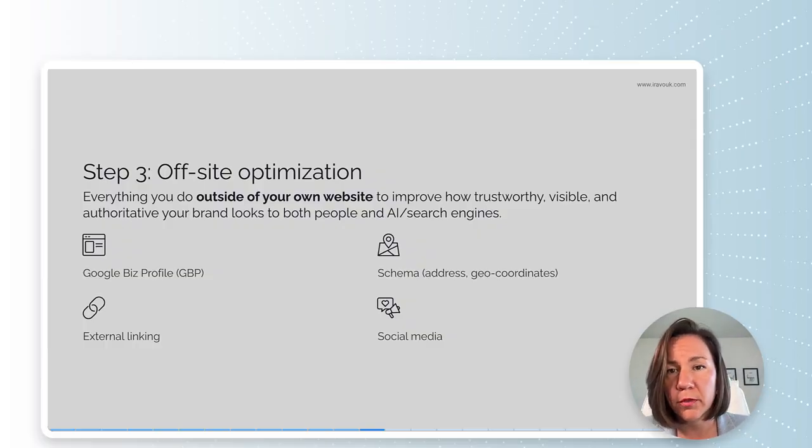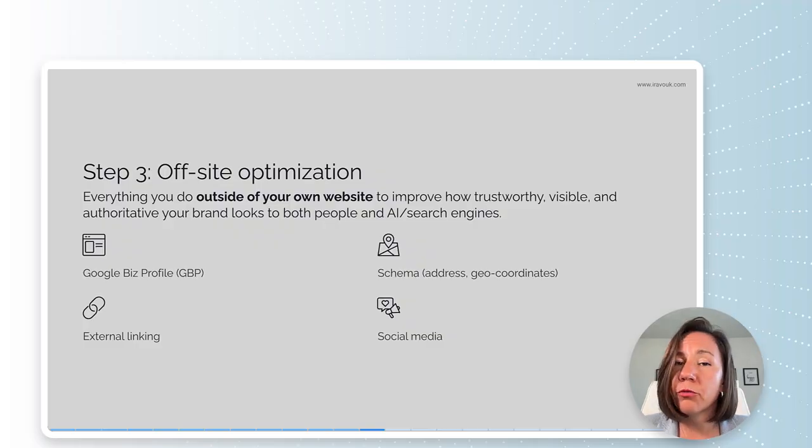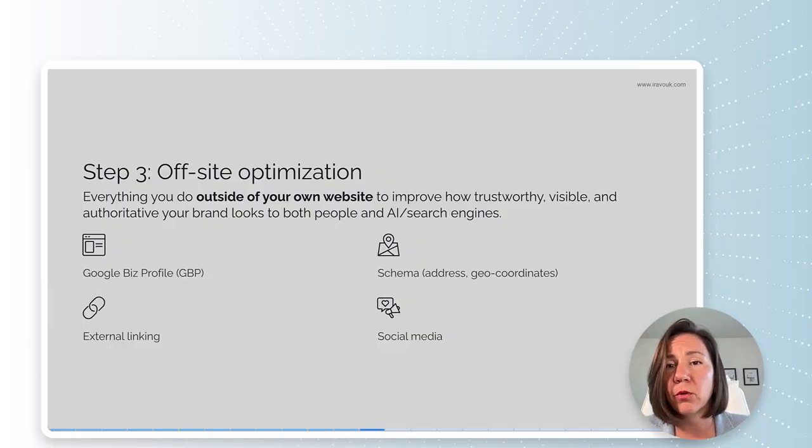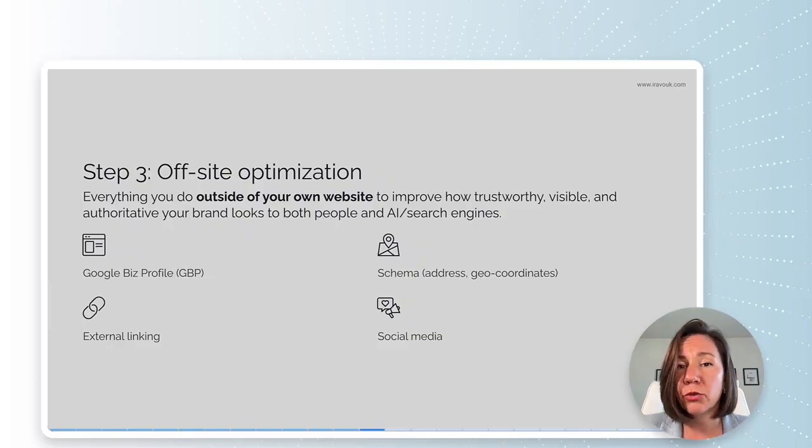Start obviously with your Google Business Profile. It's the single biggest trust signal outside of your website. Optimize for near me. Add schema markup for your address and geo coordinates so AI knows exactly where you are. Don't forget external linking. Make sure credible sites, directories, and review platforms are pointing back to you.